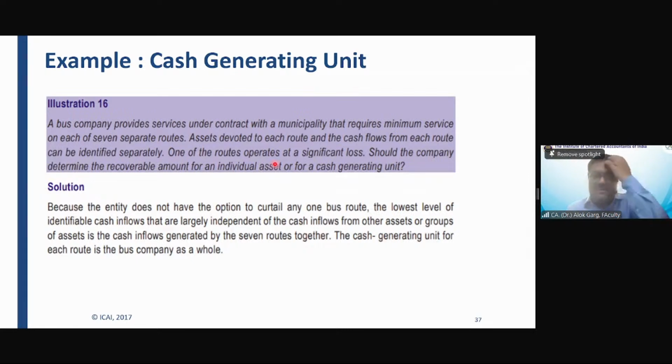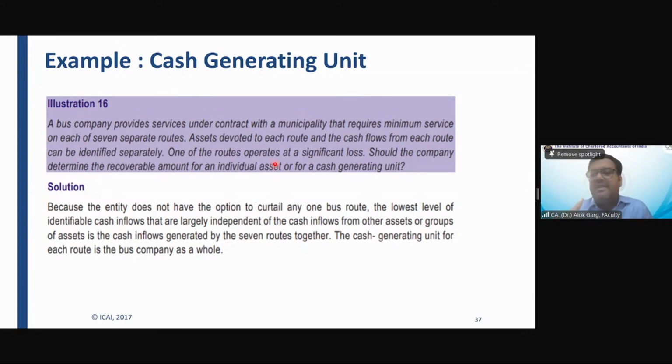The question comes whether all these assets, which are deployed on the 7 routes, are individual assets from the perspective of impairment testing, or it is a cash generating unit. The 7 buses put together is a cash generating unit. The bigger question is, if you say that every asset is an individual asset, and hence we can compute the recoverable value of each and every asset individually, will you be able to do that?